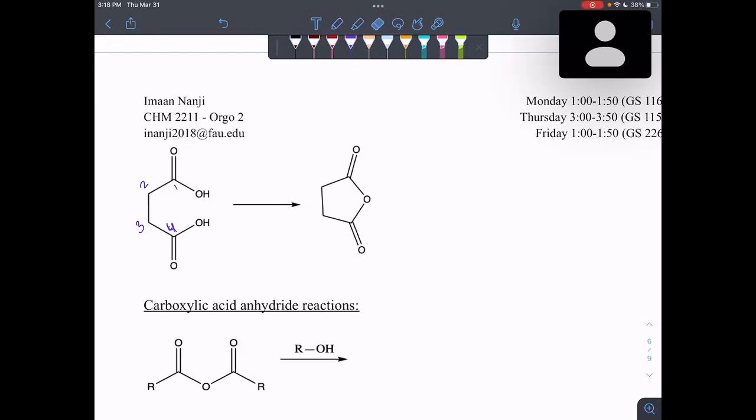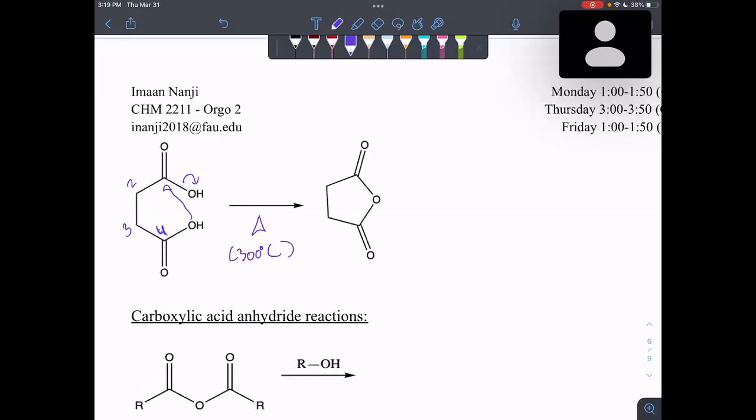carbon chains. So in this case, all that happens is that you heat it up at like 300 degrees and you basically just cut off one of the alcohols and rejoin them together at another one. A better way to think of that is one of the alcohols went in and attacked, and then the other one just left. So now you have a cyclic acid anhydride.